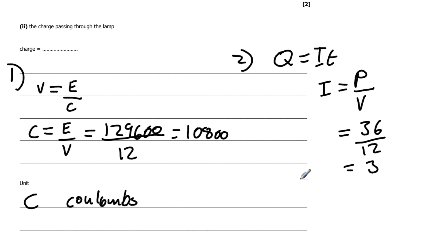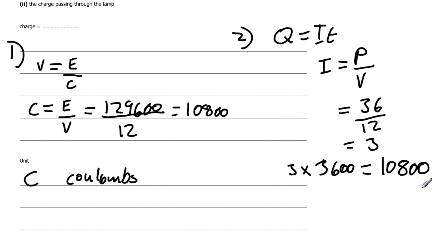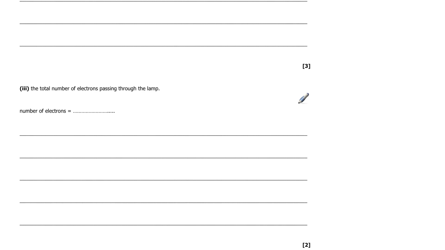And then, so now we've got the current, we could say that 3 times whatever the time was, 3600, gives us our charge, which again is 10,800. So 2 ways to go about that one. Second method slightly longer, but still perfectly valid.